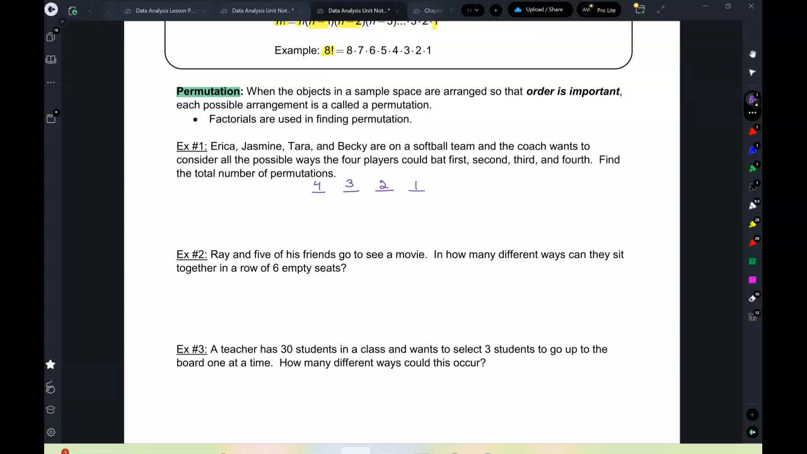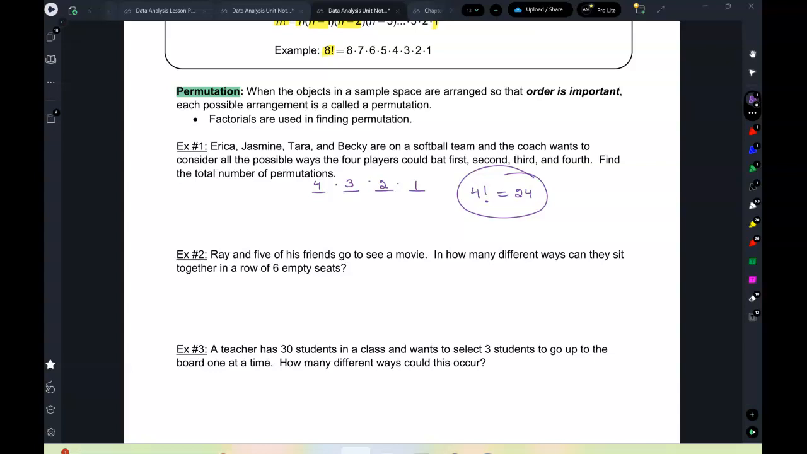Okay? So what is that? That's 4 times 3 times 2 times 1, correct? Well, that's the same as 4 factorial. Okay? So 4 factorial, which is 24.